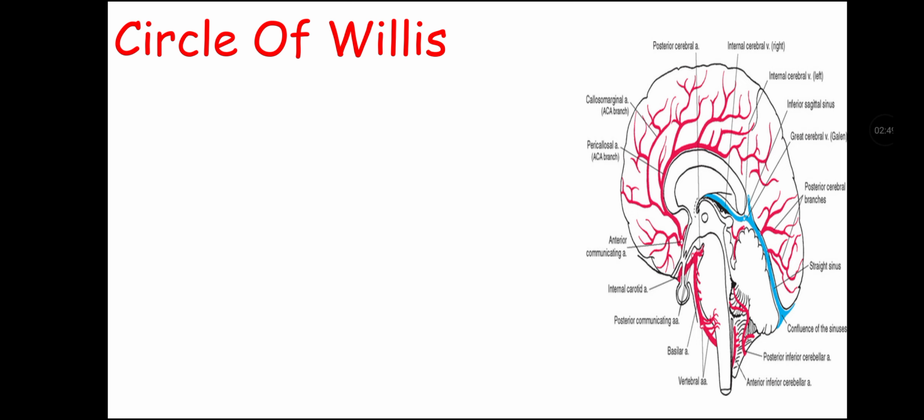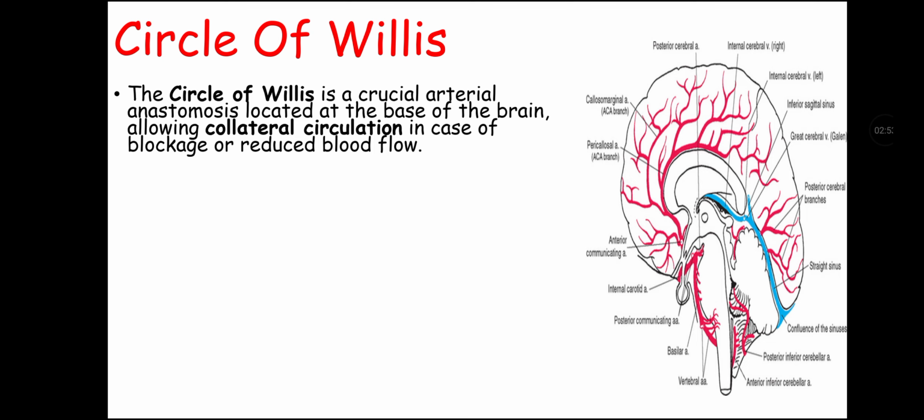Now let's talk about the circle of Willis, that is basically formed by the contribution of both of the arteries of the brain, that are internal carotid arteries and vertebral arteries. So circle of Willis is crucial arterial anastomosis located at the base of the brain. So this thing is important, that it is arterial anastomosis and it is located at the base of brain. And it allows collateral circulation in case of blockage or reduced blood flow.